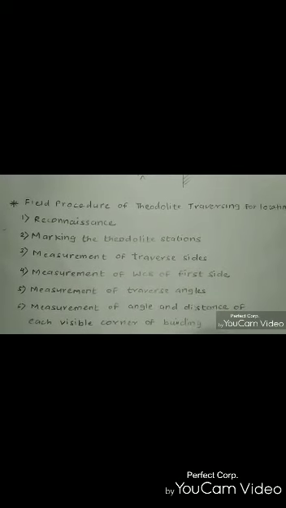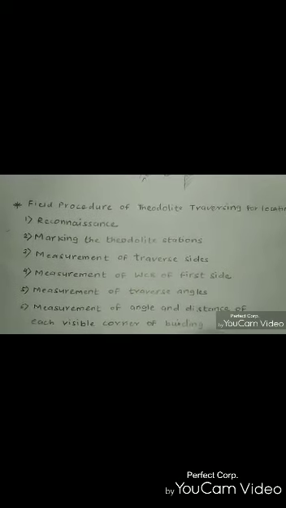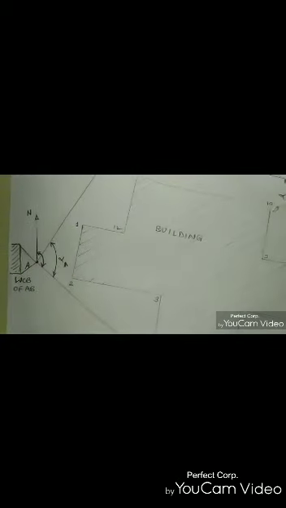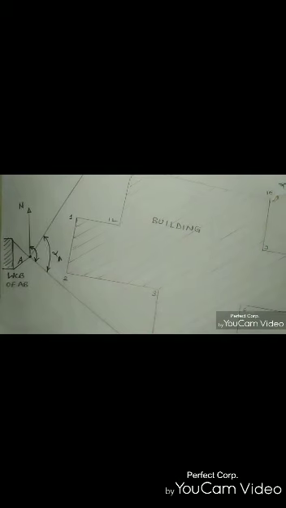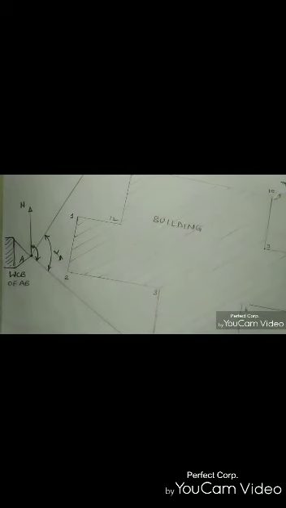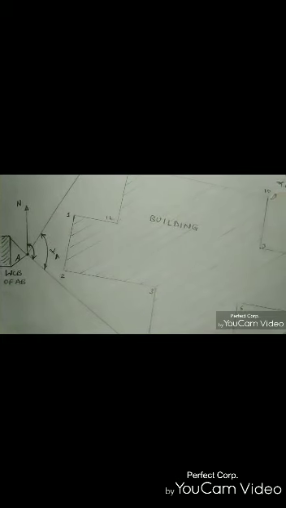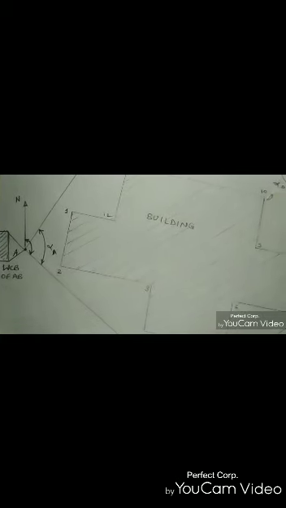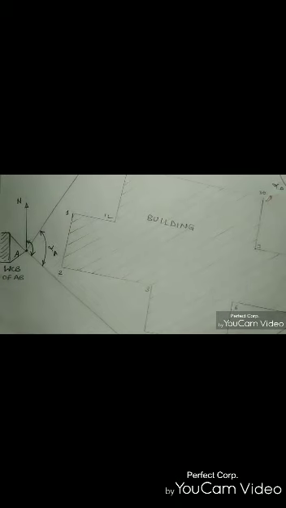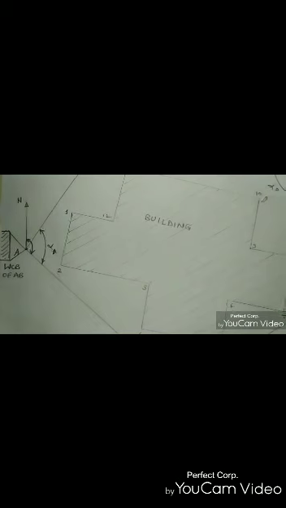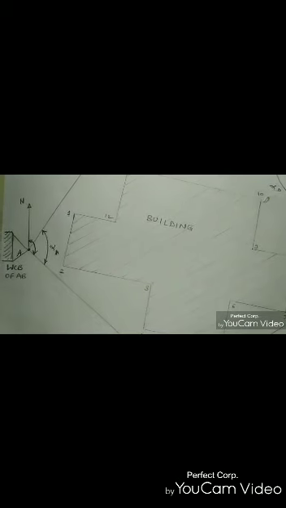The next step is measurement of whole circle bearing of first side. Now see in the sketch. In the sketch, see station A, which is fixed from two permanent objects. There is the north direction over here. You have to set up the theodolite at station A and carry out all the temporary adjustments.